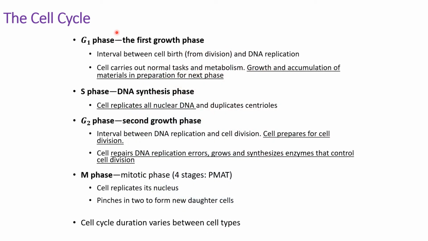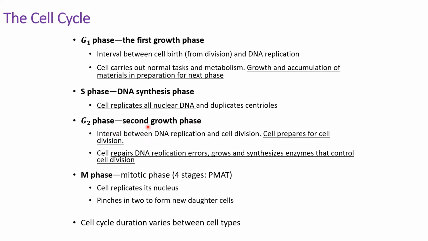So interphase, I already mentioned these, right? G1, S, and G2. G1 is the first growth phase. And this is where we're having growth and accumulation of items in the cell. And then S phase is where we're having DNA synthesis or DNA replication. When you say DNA synthesis, you're also saying DNA replication. It's basically interchangeable terms. During S phase, we're replicating all of the DNA that's in the nucleus.